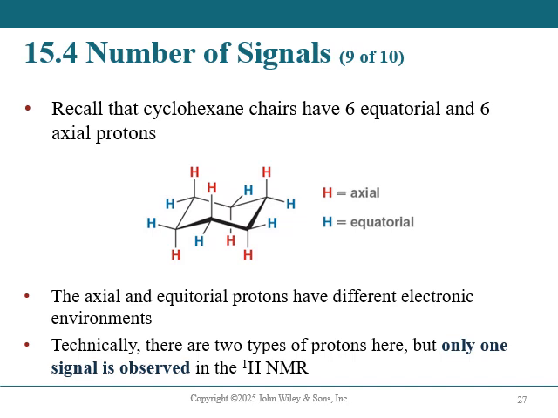Recall that cyclohexane chairs have 6 equatorial and 6 axial protons. The axial and equatorial protons have different electronic environments, right? They're different in energy, therefore those magnetic fields are also going to be different. Technically, there are 2 types of protons here, but only one signal is observed in the proton NMR in this case.